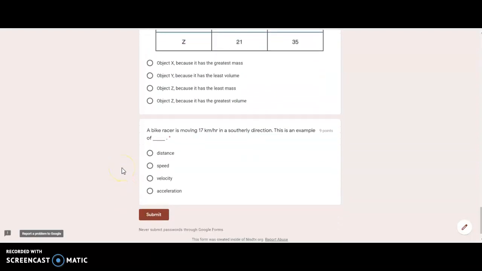Last question, and I'm going to enunciate a particular word that hopefully will trigger in you the correct answer. A bike racer is moving 17 kilometers per hour in a southerly direction. Southerly. This is an example of distance, speed, velocity, or acceleration.